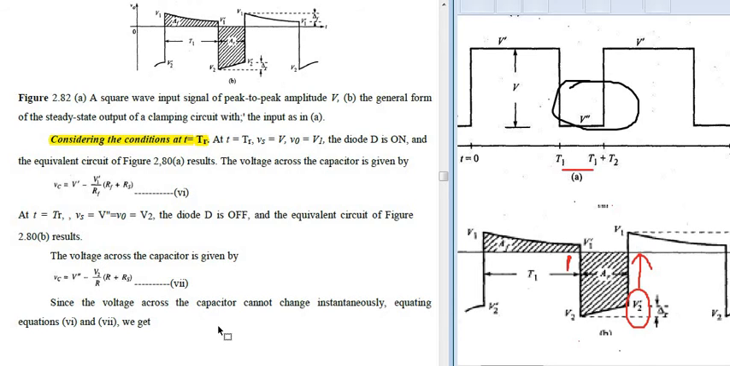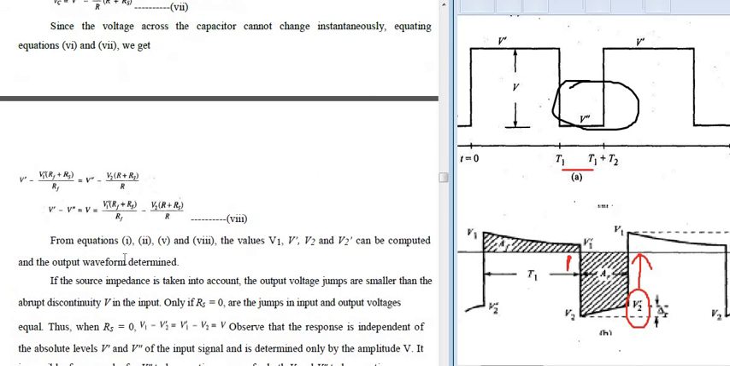So we have to check the voltages across. See this condition. From all these conditions, V dash minus V double dash equals V1 dash into RF plus RS divided by RF minus V2 into R plus RS divided by R. So by equating all these conditions, if you go on with all these equations, we are able to find the 4 voltages V1, V2, V1 dash as well as V2 dash, and the output voltages are completely determined.